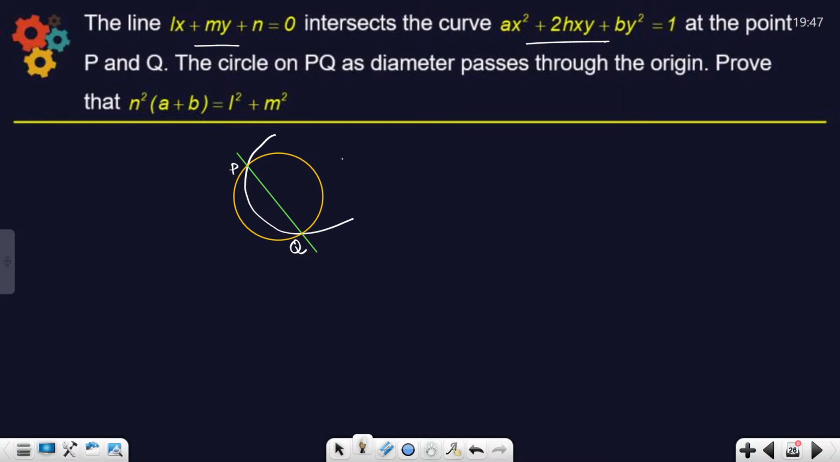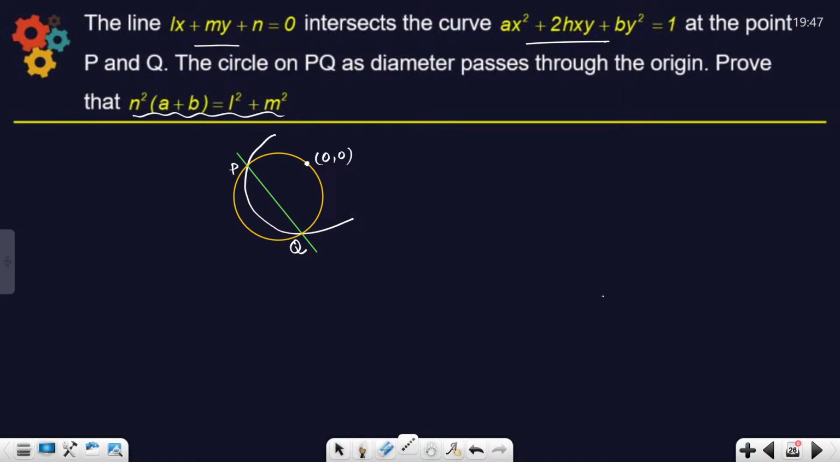And this circle is passing through a point which is the origin. Now they have said, prove that this relation exists. Simple. PQ is the diameter. So, very common sense, you see this one.